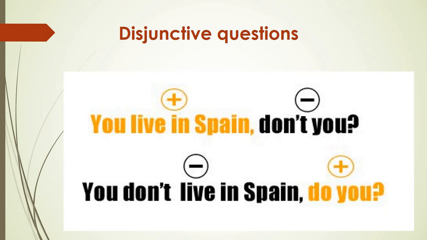There are two ways of forming this question in the English language. The first: an affirmative sentence with a brief question in the negative. The second: a negative sentence, and the brief question is affirmative. For example, you live in Spain, don't you? Here is the affirmative sentence, you live in Spain, and the negative, don't you? You don't live in Spain, do you? Here is the negative, and here, do you, is the affirmative.